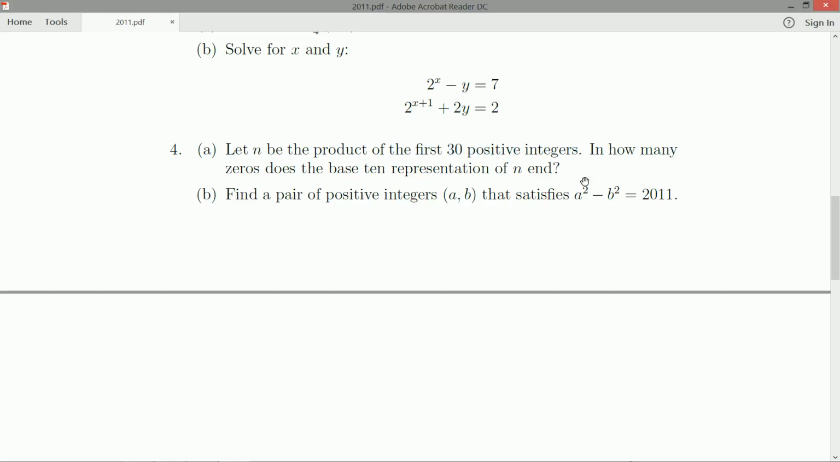In how many zeros does the base 10 representation of n end? Okay, that's an odd way to phrase that, but understand what this is. How many zeros are on the right? Okay, how long is the string of zeros on the right?